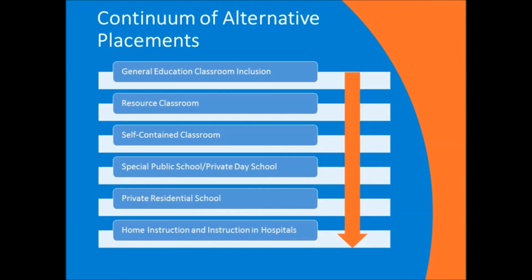If the child's disability is such that they can't leave their house or hospitalized placement, the school district will send a teacher to the home to provide special education and related services. So what you see on our continuum of alternative placement options is that schools are never absolved of the responsibility to provide special education and related services to children who are eligible for them.